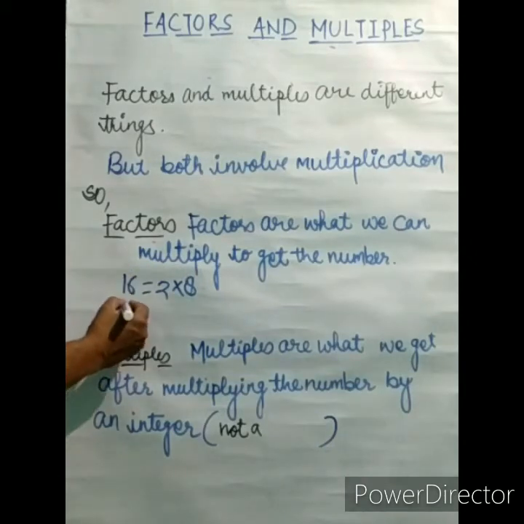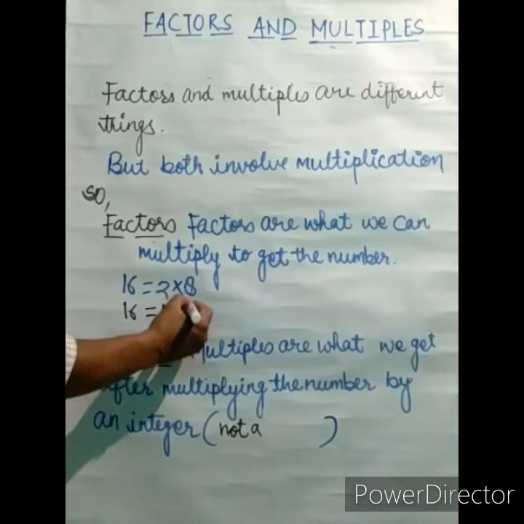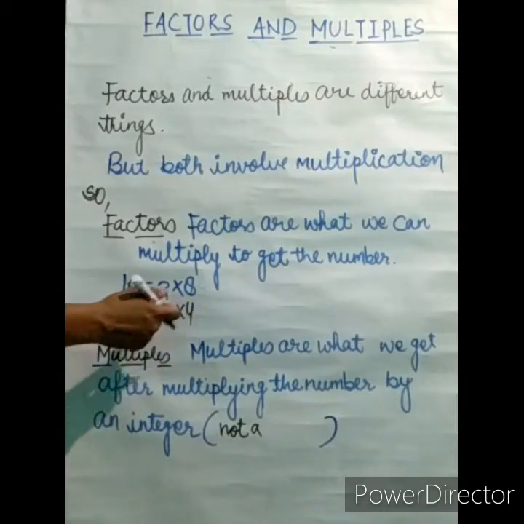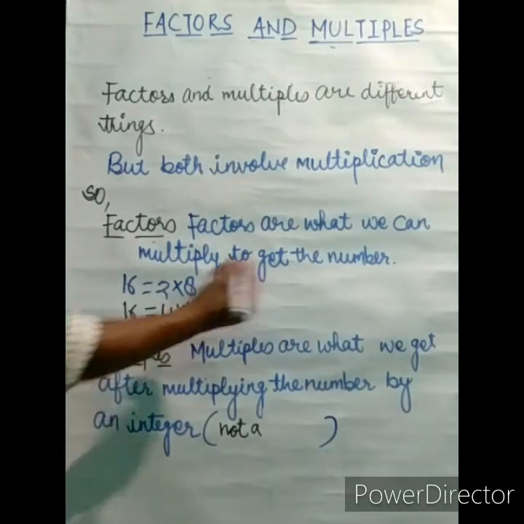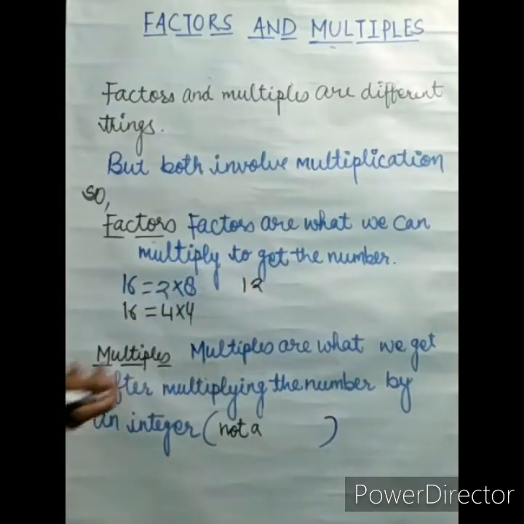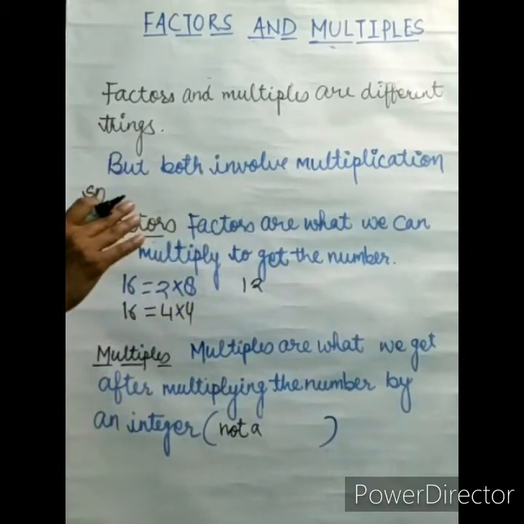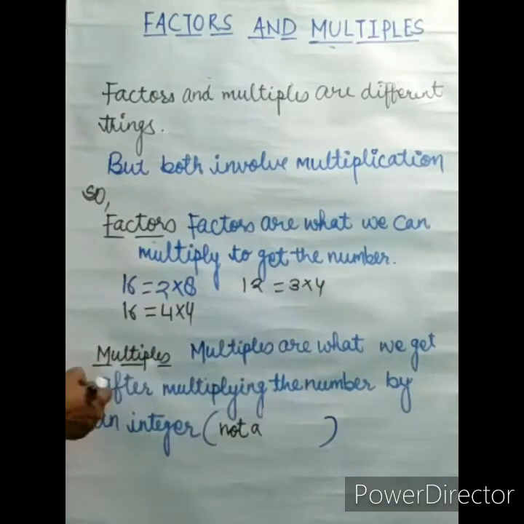In the same way, for 16 we can write something else. We can write 4 into 4. For getting 16 we can multiply 4 into 4. So 4 and 4 are also factors of 16. Any other way, you can say 12. To which two numbers will you multiply to get 12? You can see 3 into 4.